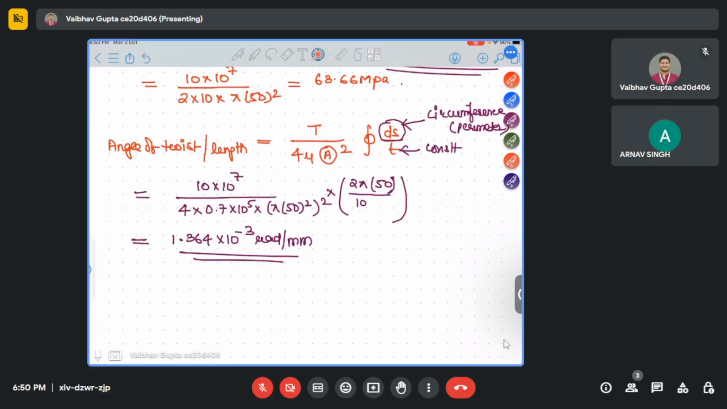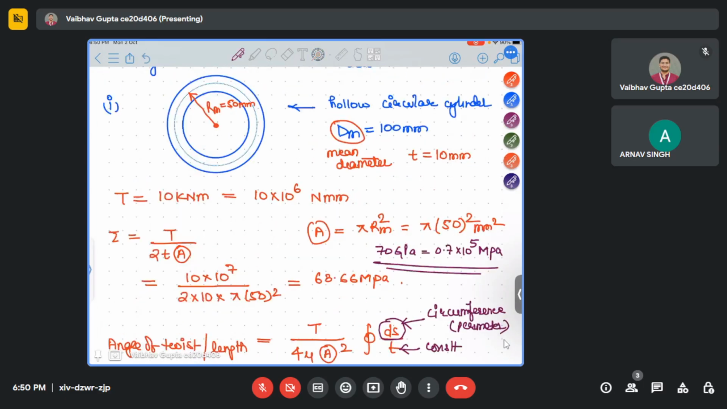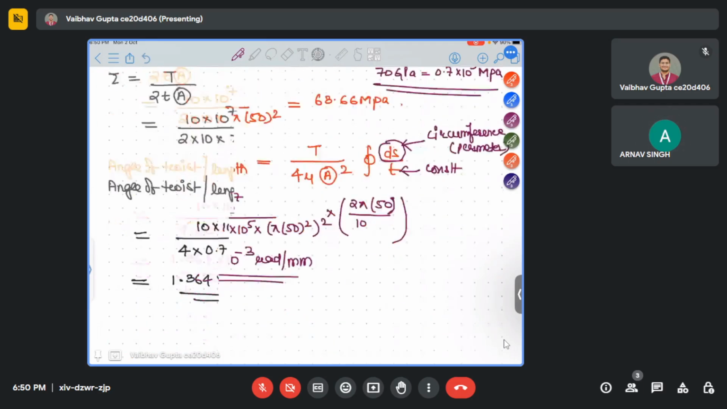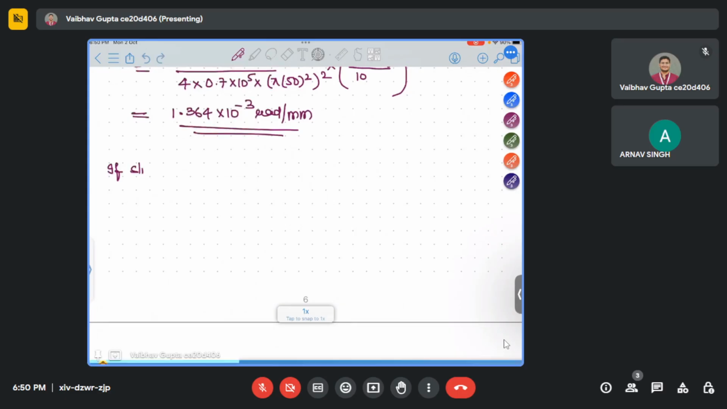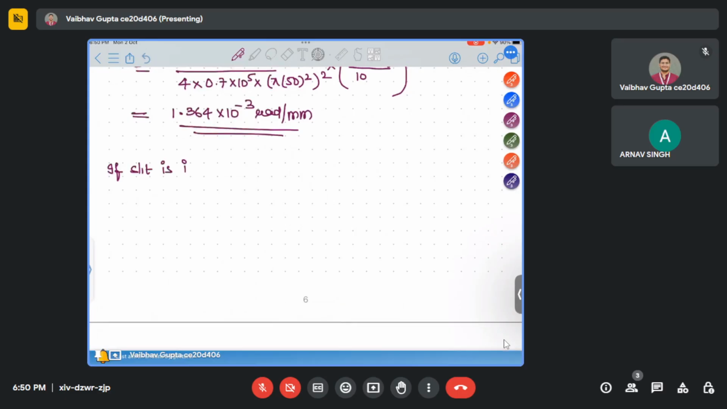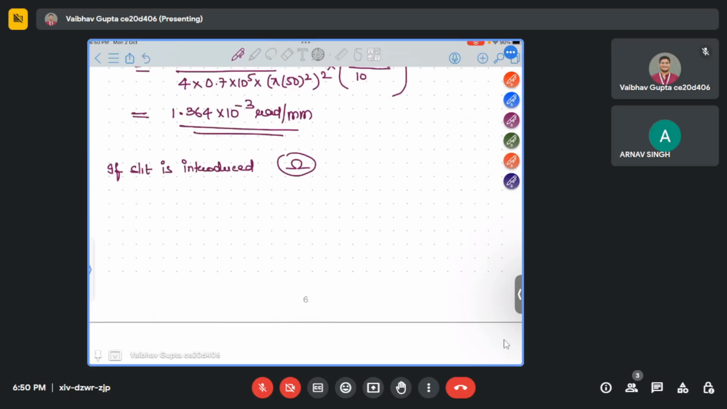Now third, suppose they make a slit in this cross section here. So what is the angle of twist per unit length if a slit is introduced? When a slit is introduced, what is the angle of twist per unit length? The formula is 3T upon mu.